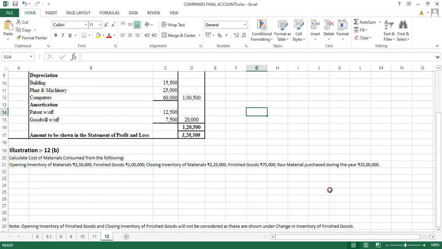Now this has been given to confuse you, because many of the students will be taking the finished goods and finding out the amount. But remember one thing, you don't have to take the finished goods, you have to take the opening and the closing inventory of the material. So let's find it out first.